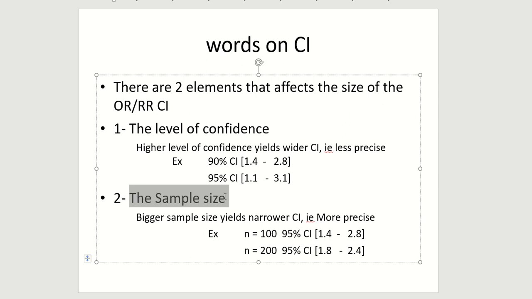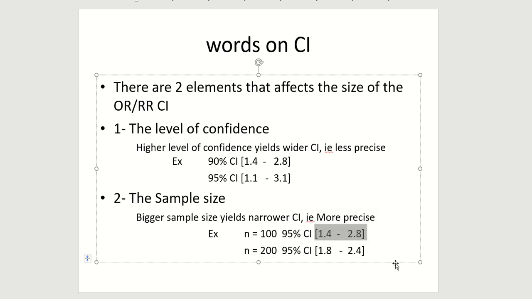The second element is sample size. A bigger sample size yields a narrower confidence interval, more precise. So here's a 95% confidence interval and here's a 95% confidence interval. My sample size here is 100, my sample size here is 200, provided that both of them have produced the same relative risk. The confidence interval of the first one is 1.4 to 2.8.